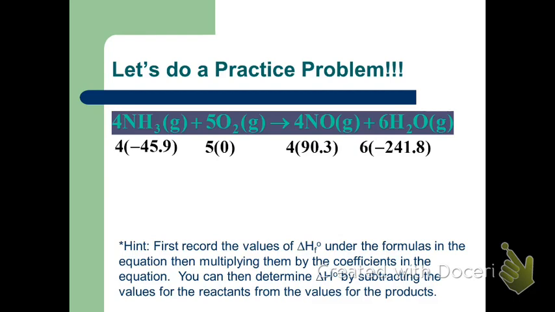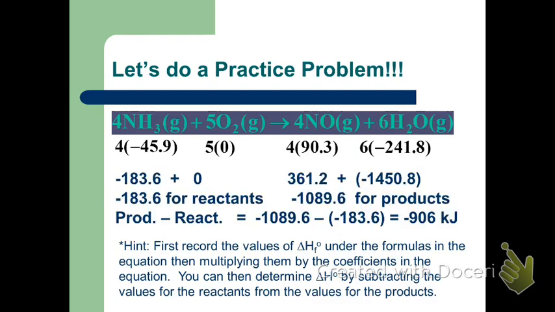So if I was a good teacher, I would have put kilojoules per mole, and I would have put moles here, and then you'd cancel the moles, and that would be kilojoules. So your final answer would be in kilojoules. But I didn't, primarily because it was hard to put all this on the slide. But look at 4 times negative 45.9, 5 times 0. I actually took the time to write 5 times 0. That's kind of silly. 4 times 90.3, 6 times negative 241.1. So this is what I ended up doing.